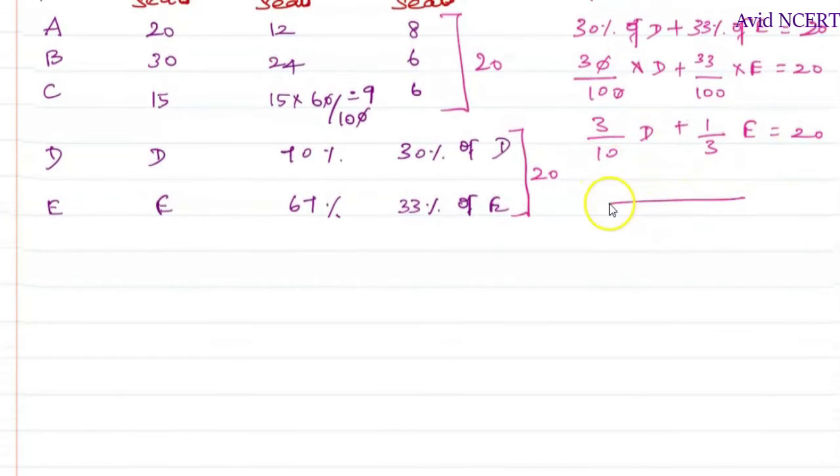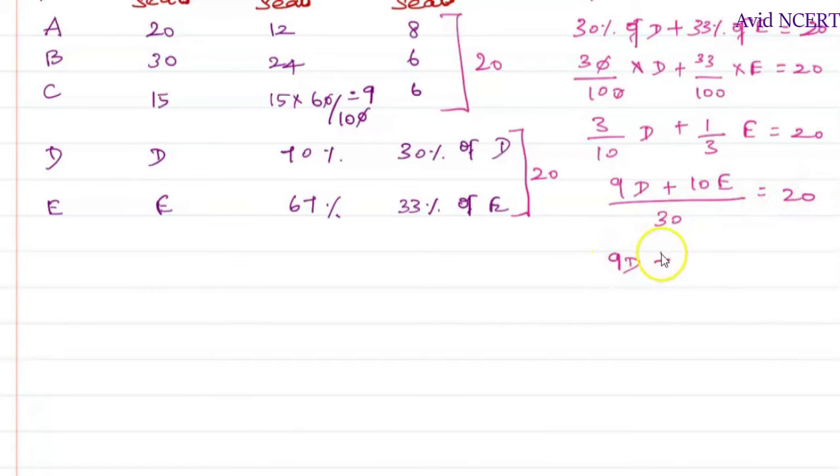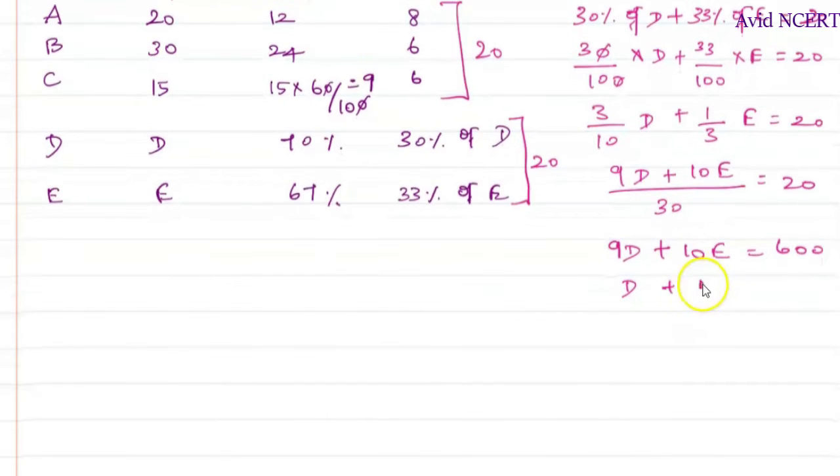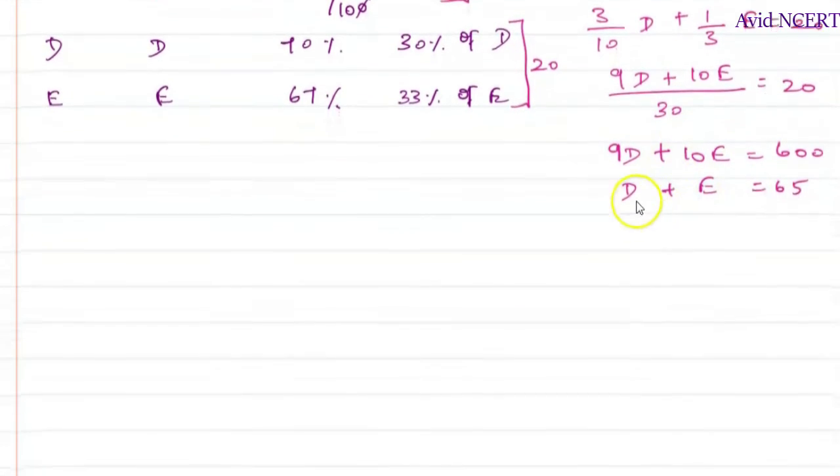And so the LCM of 10 and 3 is 30. So 10, 3 times is 30, 3 times 3 is 9, so 90 plus 3, 10 times is 30, 10 times 1 is 10, E equals 20. So which is 90 plus 10E equals 30 times 20, which is 600. First equation here is D plus E equals 65. Now to simplify this, to find the value of D and E, we can either multiply by 9 or 10. Any term is fine, but I'm using 10 here as it will be easier.